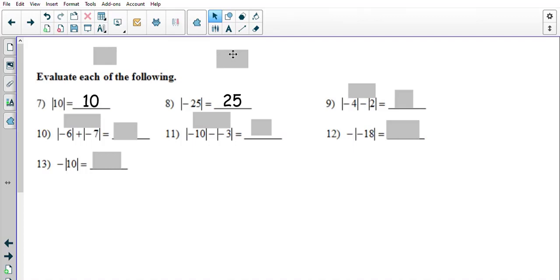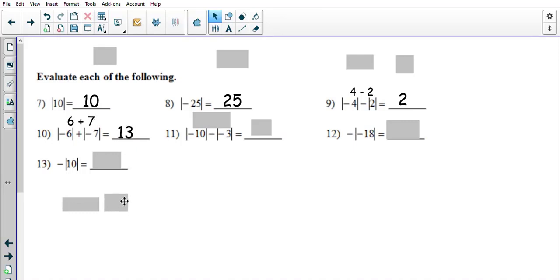Well, we need to make this a little bit more challenging. So number 9, I've got the absolute value of negative 4 minus absolute value of 2. Absolute value of negative 4 is 4. Absolute value of 2 is 2. We subtract them. 4 minus 2 is 2. Number 10, absolute value of negative 6 plus absolute value of negative 7. Absolute value of negative 6 is 6. Absolute value of negative 7 is 7. We add those together. Our solution is 13.